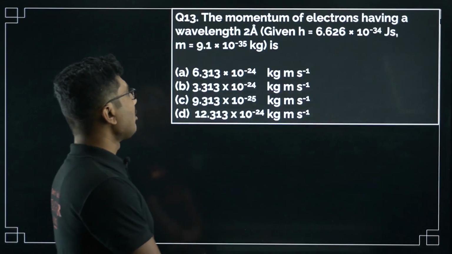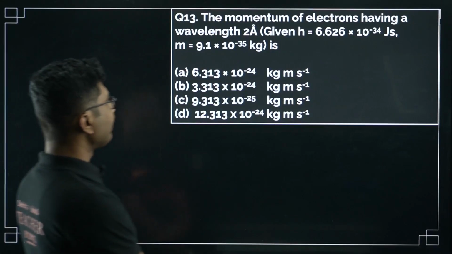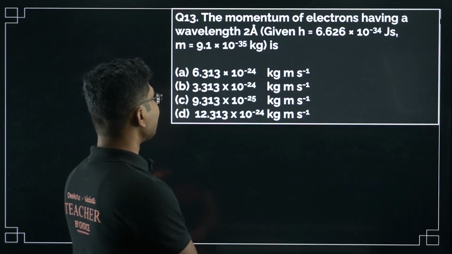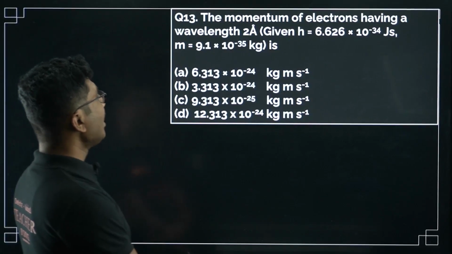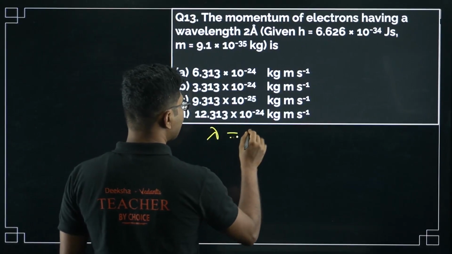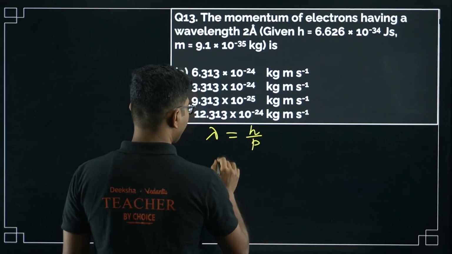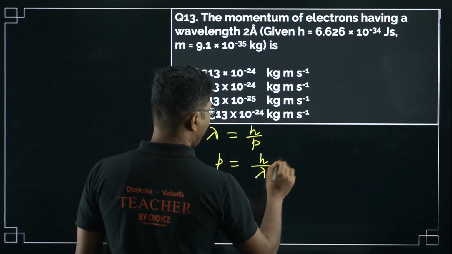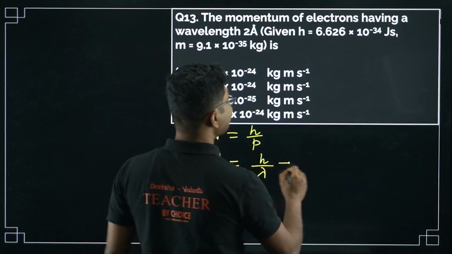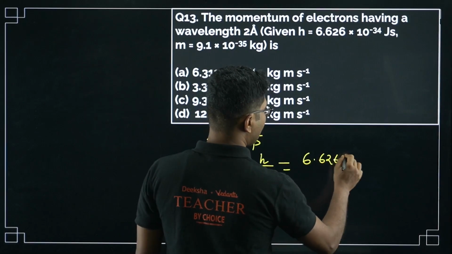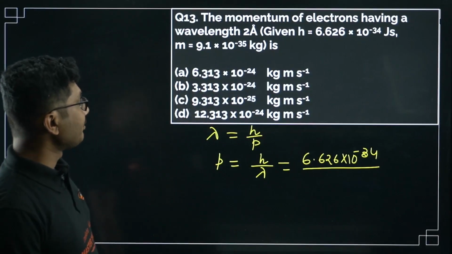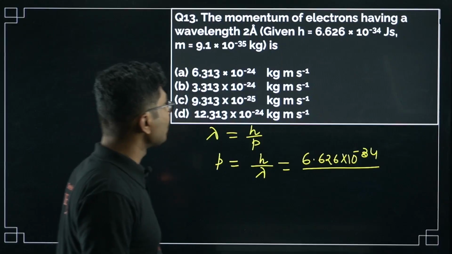Next, the momentum of electrons having a wavelength of 2 angstrom, given h is equal to 6.626 into 10 to the power minus 34 joule second, and the mass given. So you have to convert the wavelength into momentum. Wavelength equals h by P, so P equals h by lambda. As simple as that. H is 6.626 into 10 to the power of minus 34. You don't need the mass of the electron because we are calculating momentum directly.